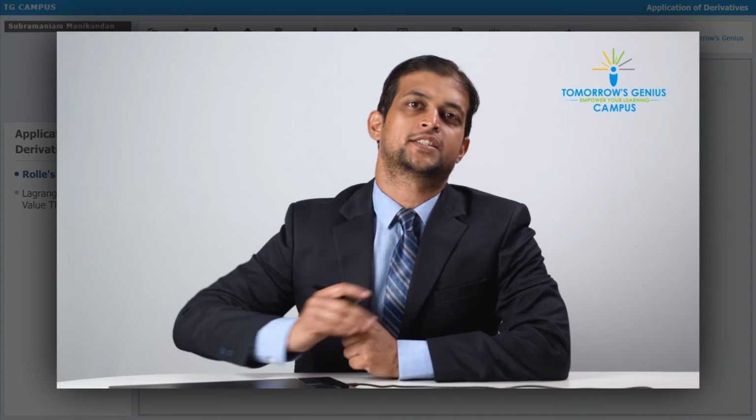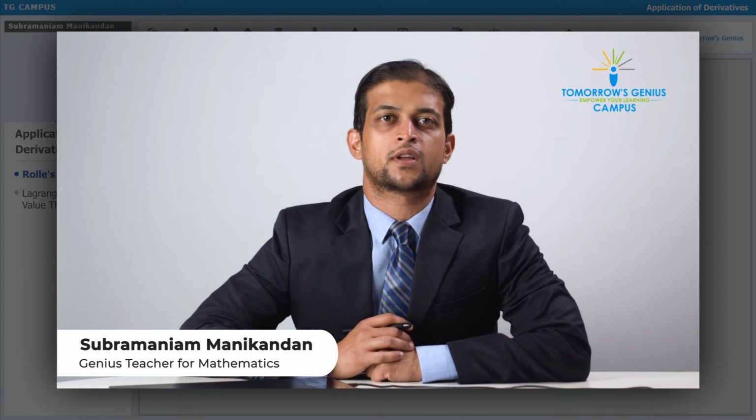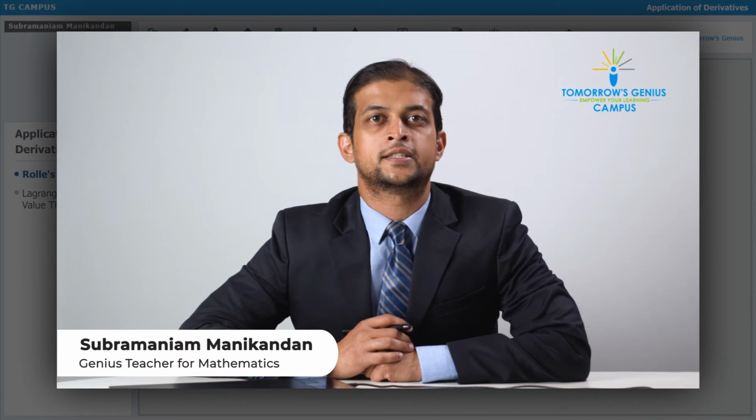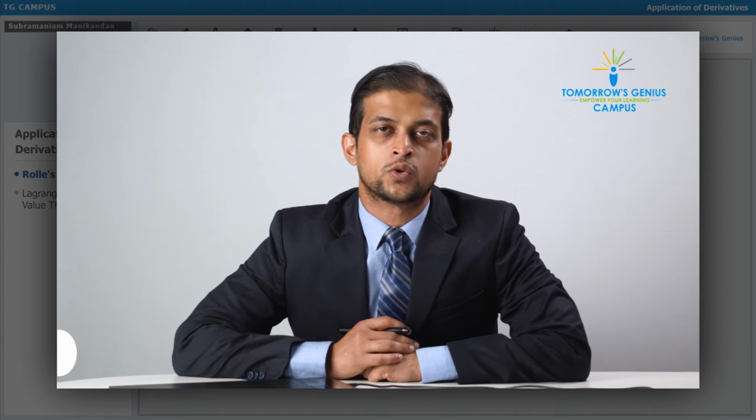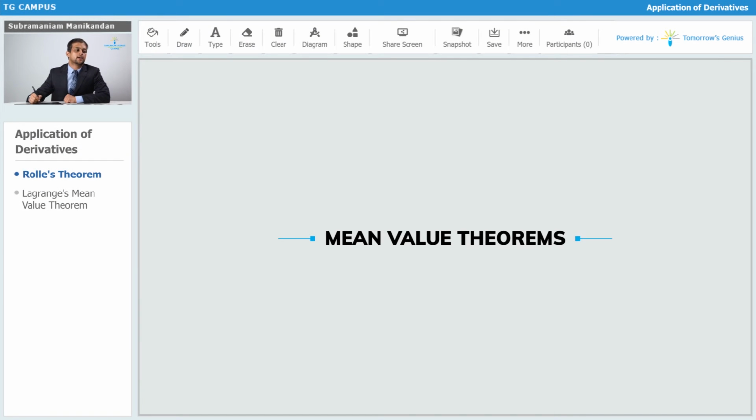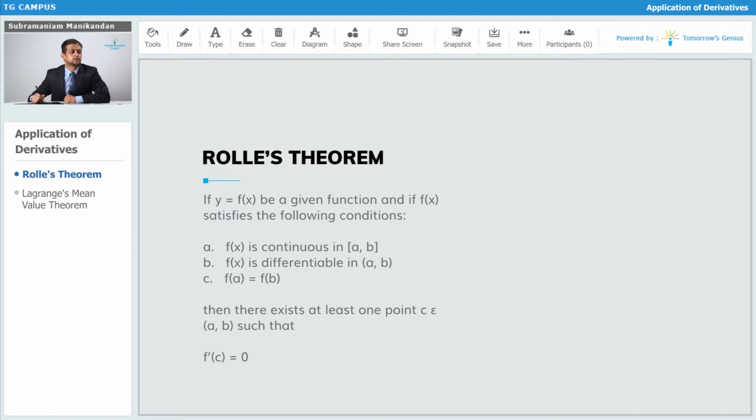So as the name suggests, mean value theorems are related to quantities that come in between two given quantities. And as it happens, we can use calculus to find out these in between values. So the first of the mean value theorems is Rolle's theorem. What does Rolle's theorem say?